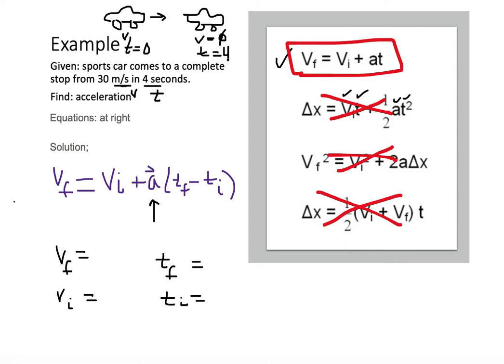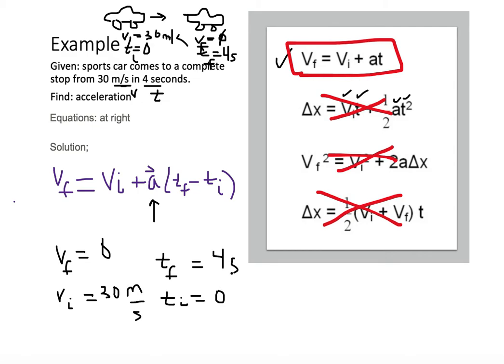On the right is my final values, and on the left is my initial values. So that's my T final, this is my T initial, and my V final is 0. So V initial has got to be this 30 meters per second. So now we've got our values. Our V final is 0. Our V initial is 30 meters per second. Our T initial is 0. And our T final is 4 seconds.